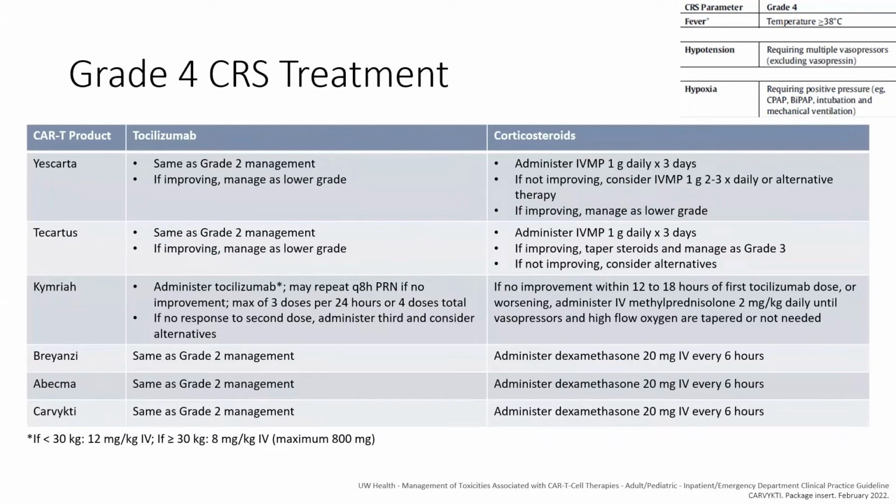So moving on to grade 4 CRS treatment, as a reminder, in this grade, the patient is febrile, now requiring multiple pressors and/or BiPAP or mechanical ventilation. The tocilizumab recommendations in grade 4, again, don't change, similar to grades 3 and 2. And the steroid dosing and frequency is again increased in grade 4. So some products recommend giving IV methylpred 1 gram daily or 2 mg per kg daily. Some products recommend giving dexamethasone 20 milligrams IV every 6 hours.